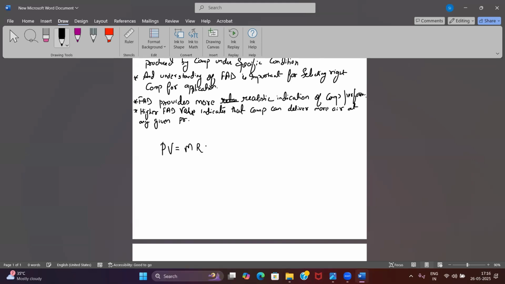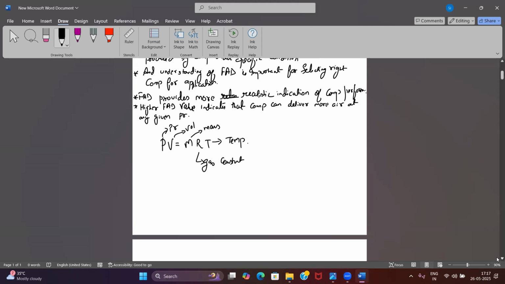MRT. What is P? Pressure. V is volume. What is M? Mass. What is R? It is the gas constant. And T is your temperature. Right. So if I take first of all the PV diagram of it.